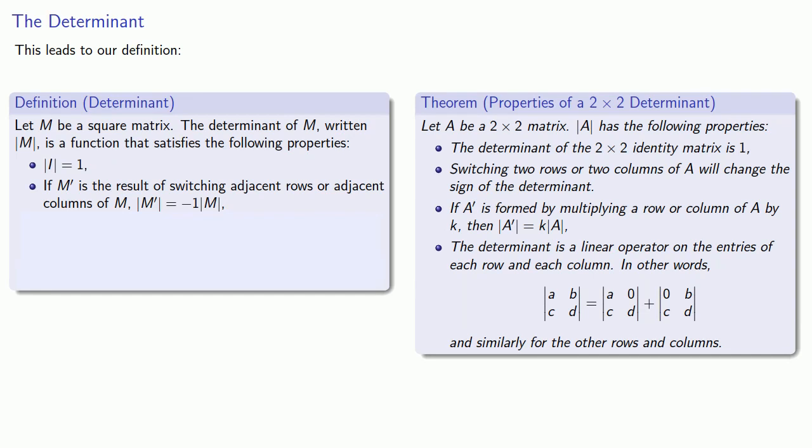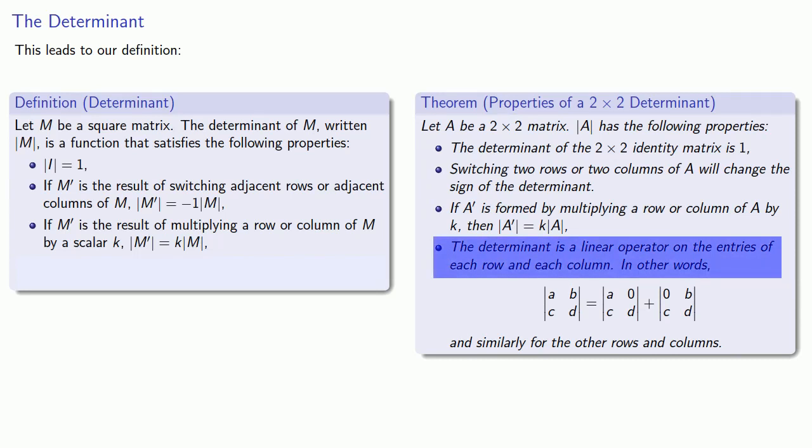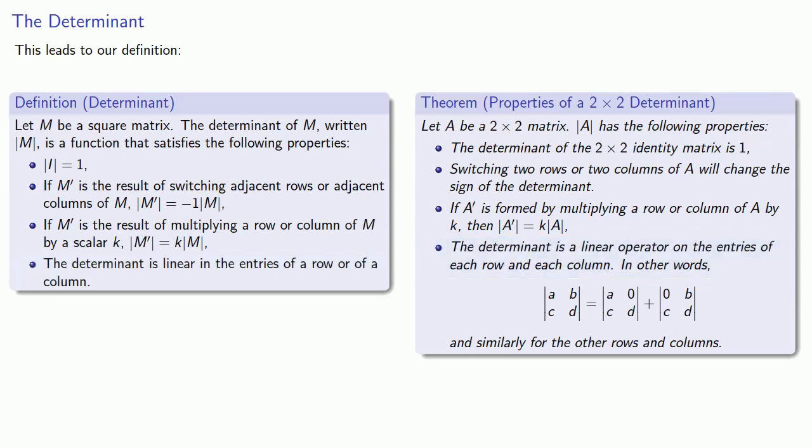For a 2 by 2 matrix, if we multiplied a row or column of the matrix by k, then the determinant would also be multiplied by k. And so we'll require that if m prime is the result of multiplying a row or column of m by a scalar k, the determinant will also be multiplied by k. And finally, we have this beautiful linearity property. The determinant is a linear operator on the entries of each row and each column. And so we'll require that the determinant is linear in the entries of a row or a column.